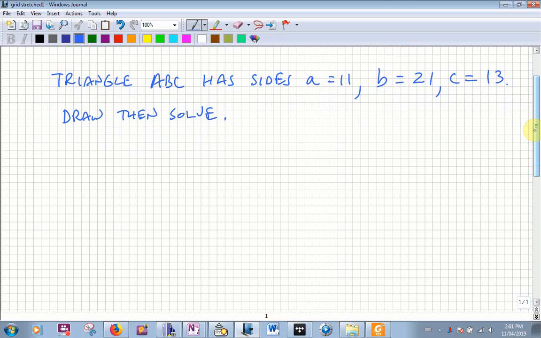So there's an infinite number of ways to draw this thing. I'm going to start with the long side down here. I'm going to put angle A there. So that's going to be my long side, B, 21. So this is C. It's got to be 13. And side A, opposite angle A, needs to be 11. So to do this as accurately as I can, does that look okay?